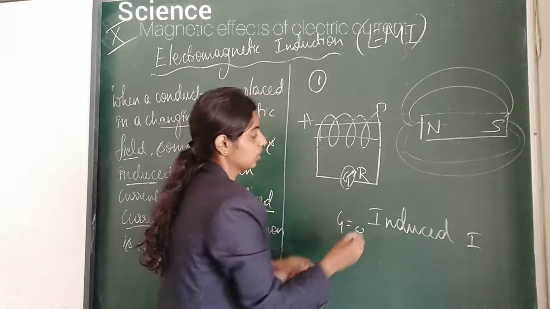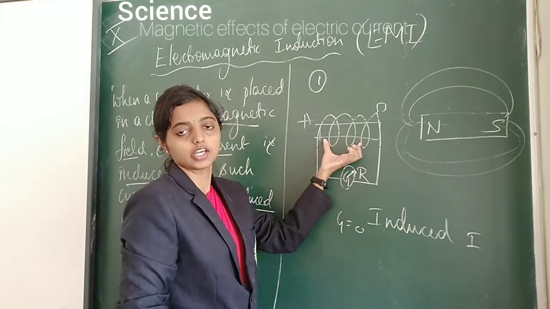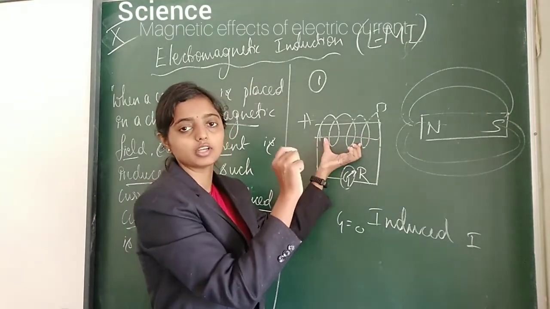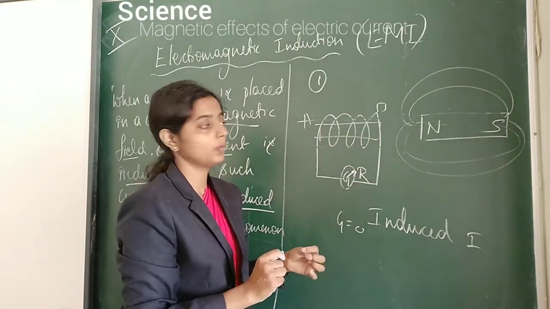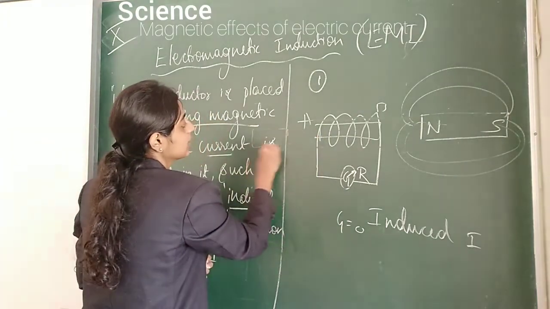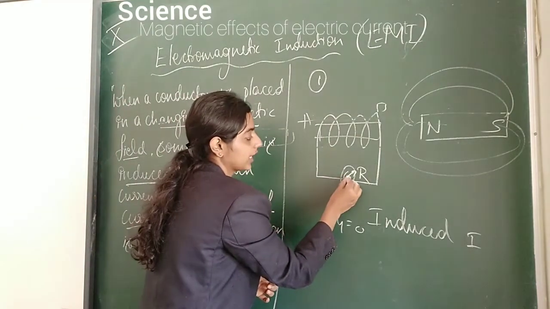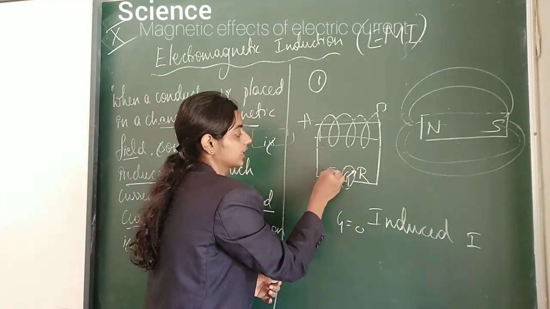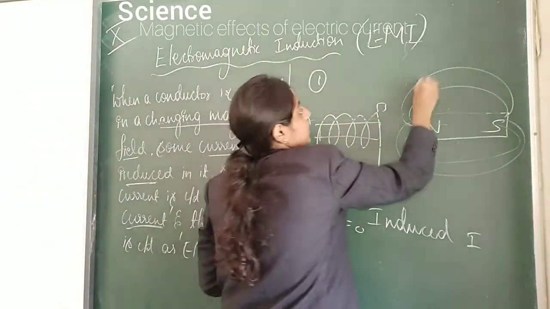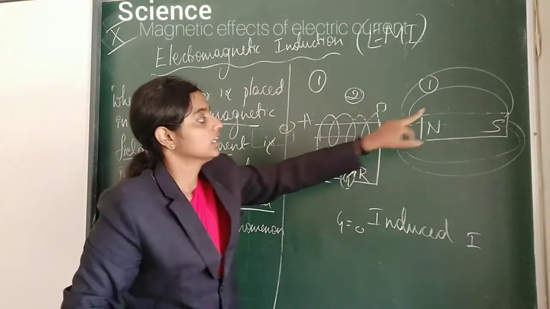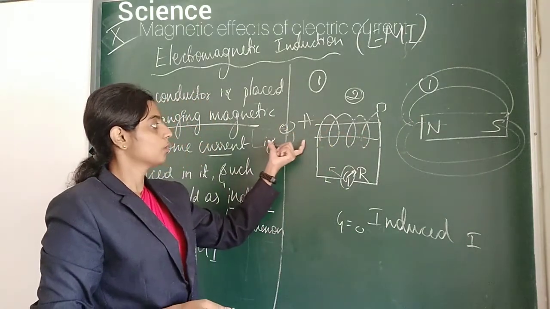that is, G will be 0, because when both are kept stationary, we won't get any induced current. Only the moving magnet will produce changing magnetic field lines, and only then will we get deflection in this galvanometer. And when the magnet started to move away from the coil, we got the direction opposite to the first one, that means the left hand side. So just imagine we have 3 steps here: when it is coming towards the coil, when it is kept stationary inside the coil, and when it is moving away from the coil.